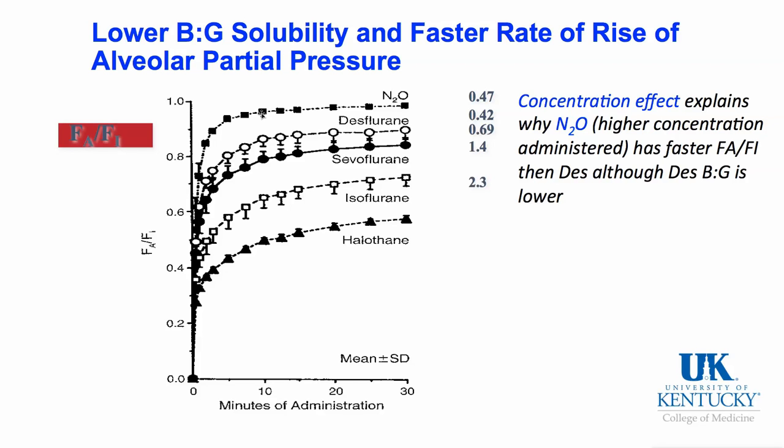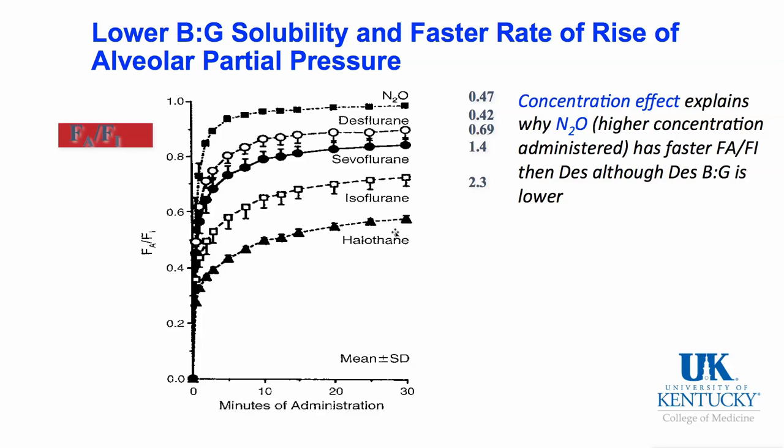So uptake and distribution of the low solubility agents, nitrous oxide and desflurane, is very fast, and sevoflurane, very fast, while isoflurane, with its slower uptake and distribution speed, is directly related to its blood gas solubility, which is that it's more soluble in the blood than SEVO and nitrous. The halothane, which is very soluble in the blood, here you can see even at 30 minutes, we aren't anywhere near what's on the dial being what's in the patient's alveolus.